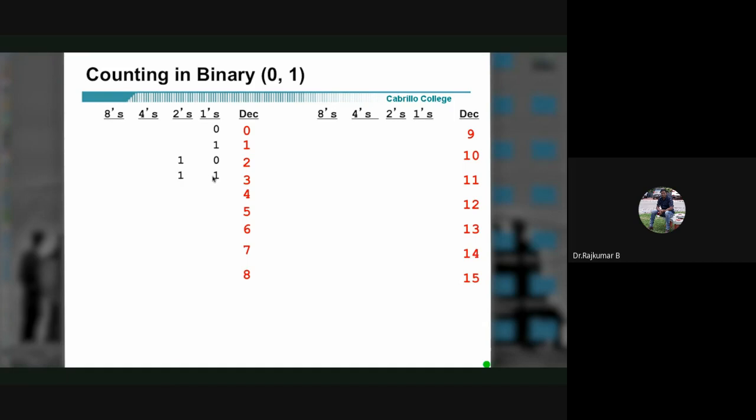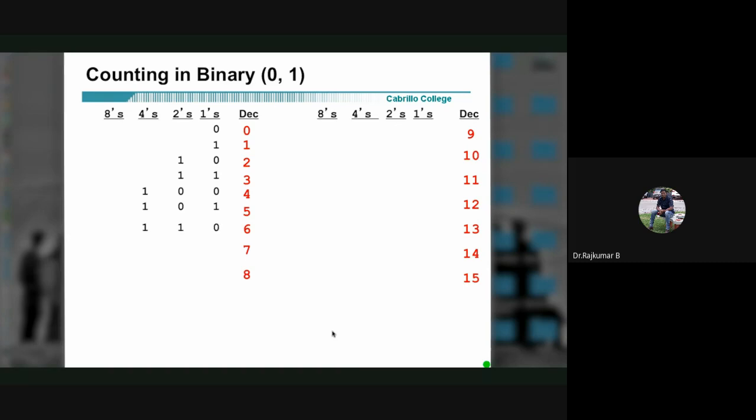1 in binary is 1, so 1. 2 plus 1 is 3. 100 in binary is 1 in the 4s, 0 in the 2s, 0 in the 1s, so we have 4. Wherever we have a 1, we just add up that column. If we have a 0, we don't add that column. It's that simple. So as we can see, 5 would just be 101.